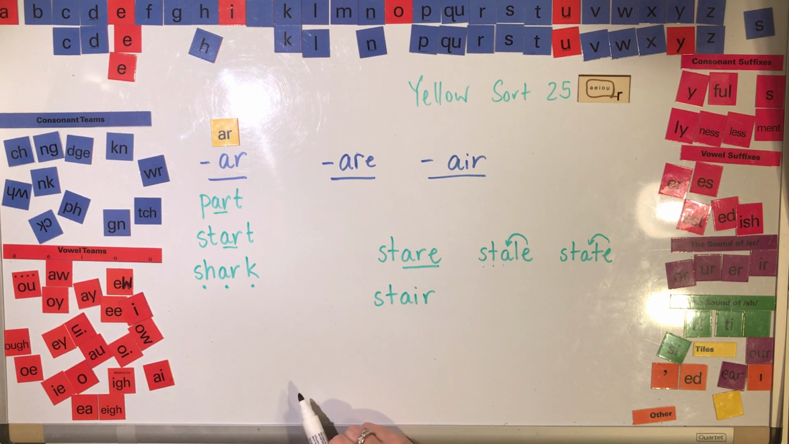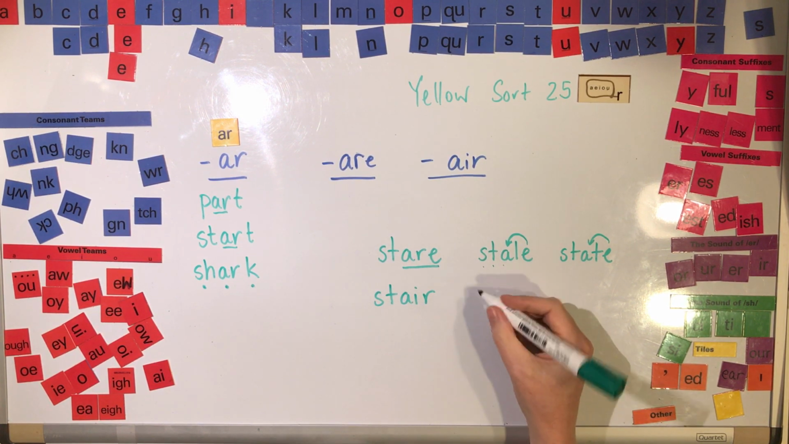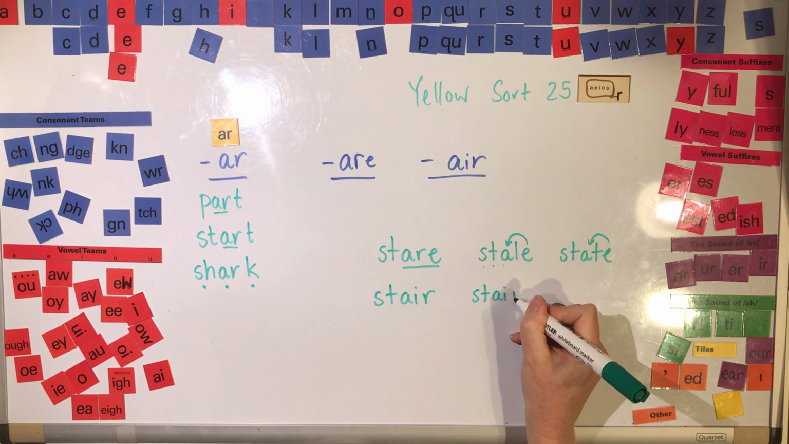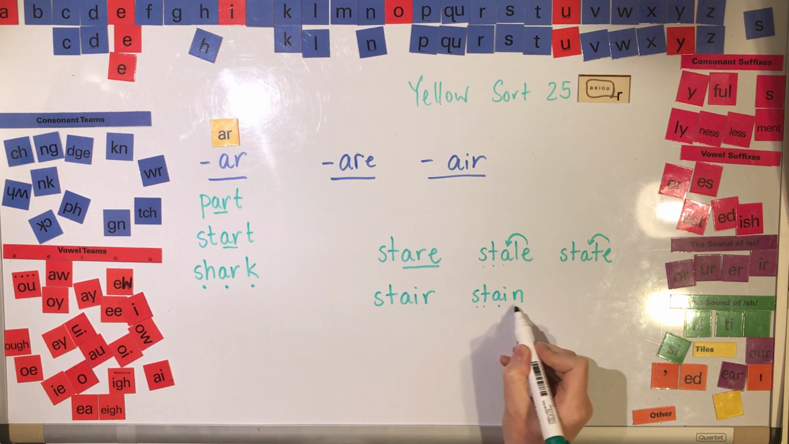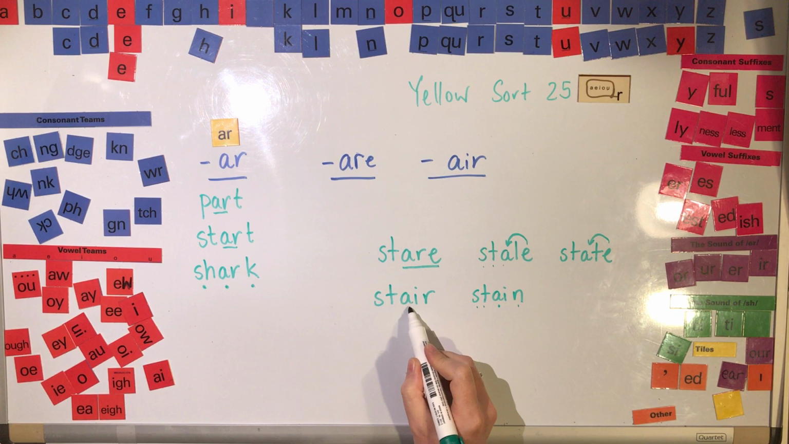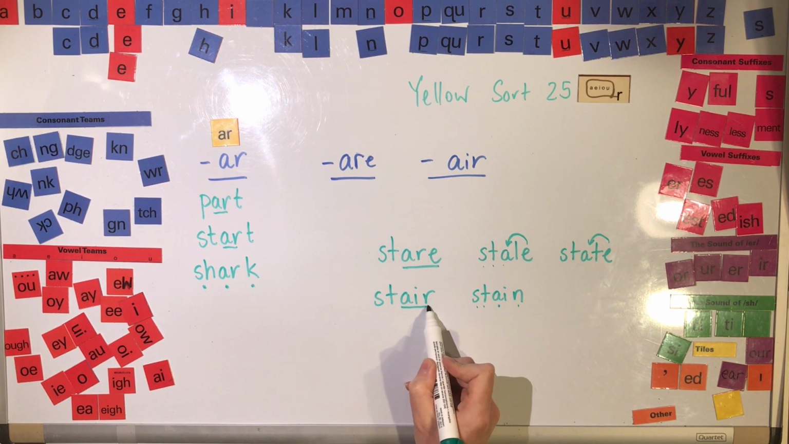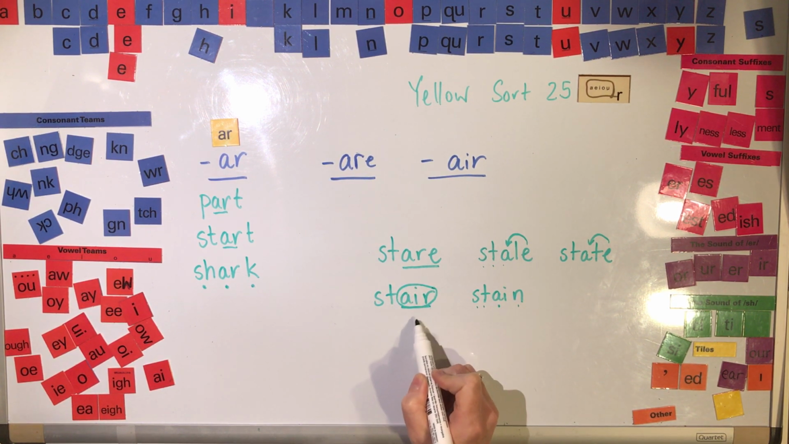Here, let's look at this word and see how it would behave. Let's change the R to N. Okay, so we've got S-T-A-I, but this time it's an N, not an R. This says stain. That should say stay-er, but it doesn't, because remember the rascal R lassos the vowels and makes it say air.